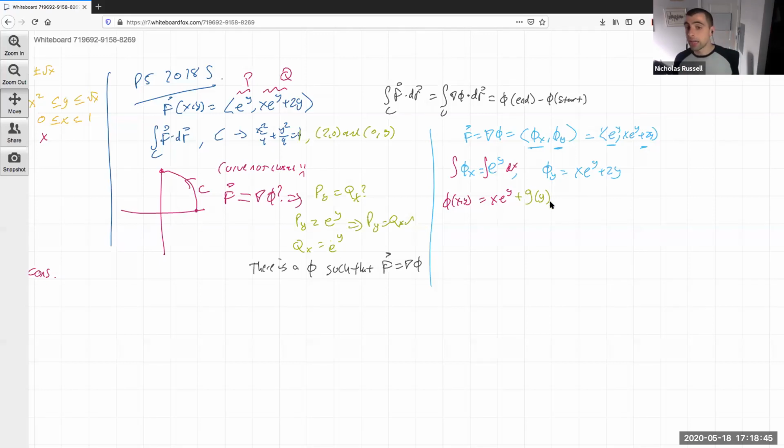There's a function of g of y here. And so I want to find this function g of y. There are two techniques in order to do that. The first technique is as follows. The first technique you can utilize is just by integrating phi sub y back up to y. So doing that, we integrate phi sub y with respect to y, and we would integrate x e to the y plus 2y dy, something like this.